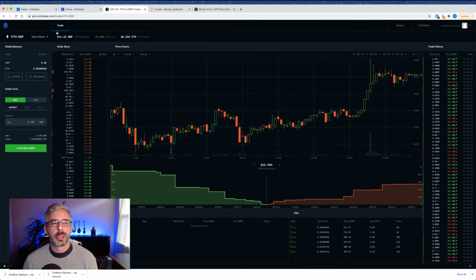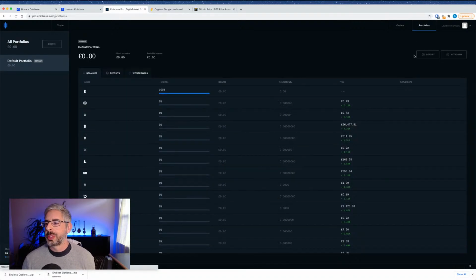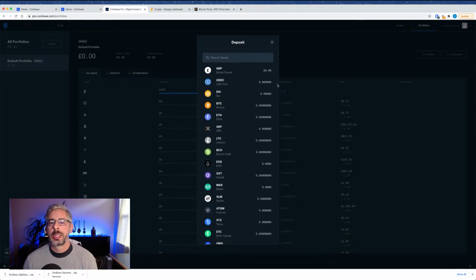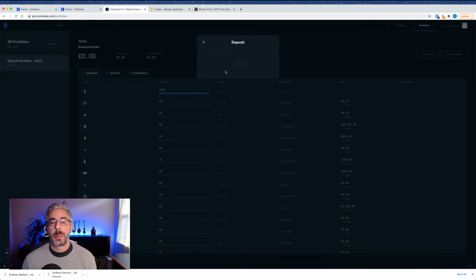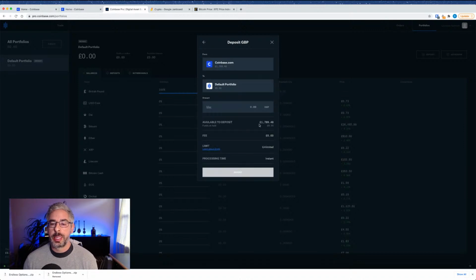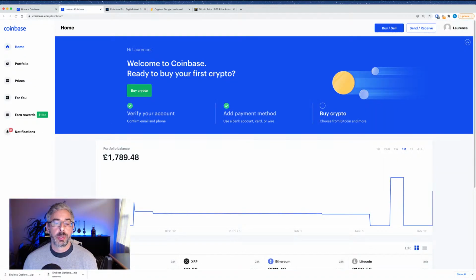From here, if you land on this screen, what we're going to do is go to portfolios and just make a deposit. So we're going to click deposit, and we want to deposit pounds into here because we don't own any cryptocurrency. Then we're going to click down here. This is where the funds are coming from, instantly from Coinbase.com to Coinbase Pro. It's going to tell me here how much I have available. That's linked again to my portfolio here in Coinbase. So I'm just going to put the whole thing in.